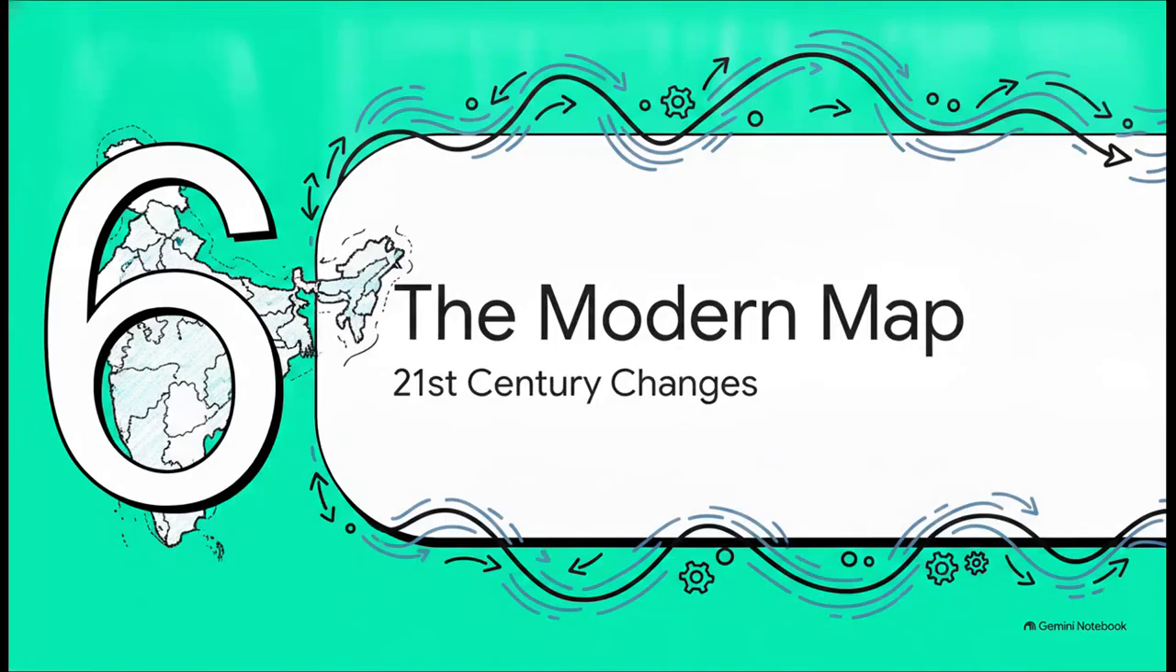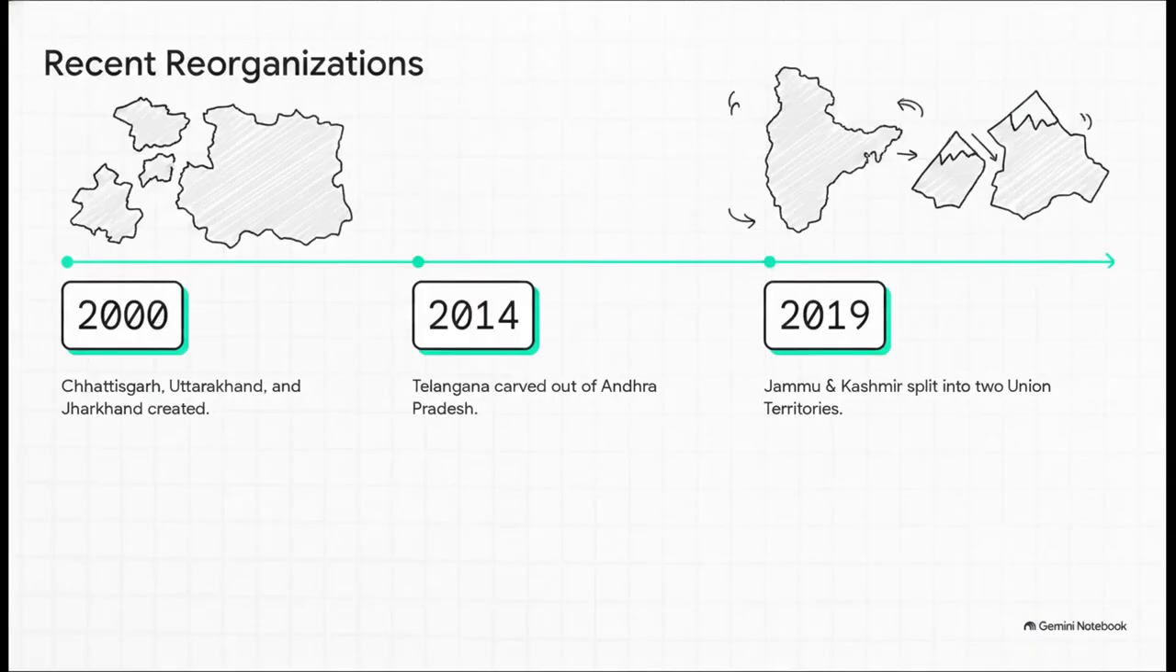Section 6. The modern map. Let's look at the 21st century and see how this living map continues to be sculpted today. Over the last couple of decades, the driver for change has shifted somewhat from linguistic demands to administrative efficiency and regional development. This led to carving out 3 brand new states in the year 2000. Then, after years of long-standing demands, we saw the birth of Telangana in 2014 from Andhra Pradesh.